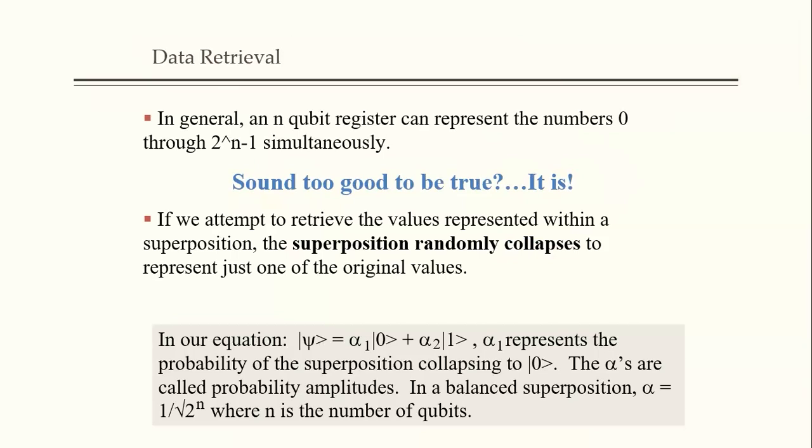If we attempt to retrieve the values represented within the superposition, as I told, 0 will be the bottom and 1 will be the top. Once we rotate that big ball and take that value, it will randomly collapse to represent just one of the original values.